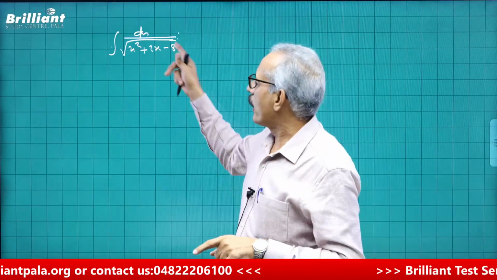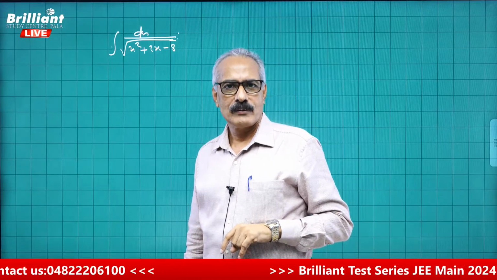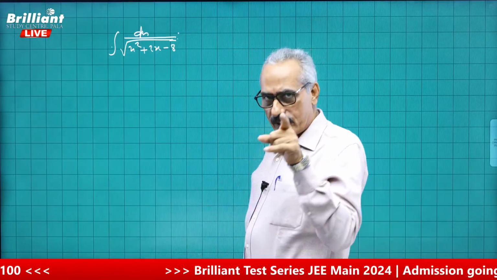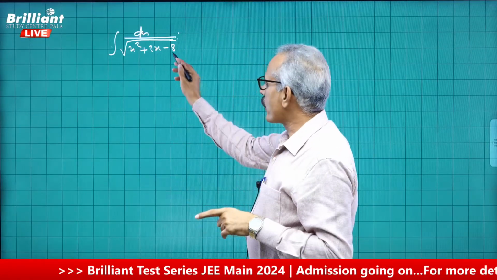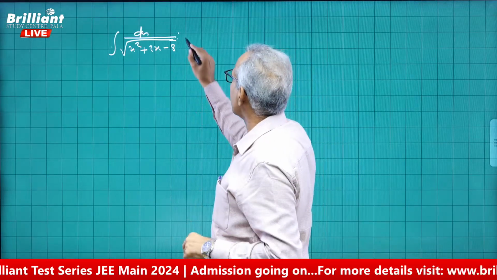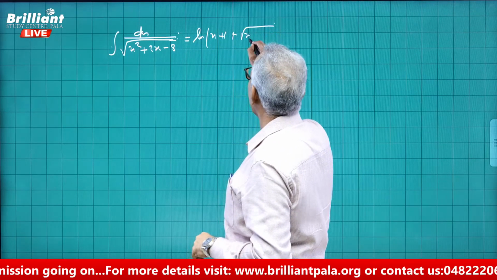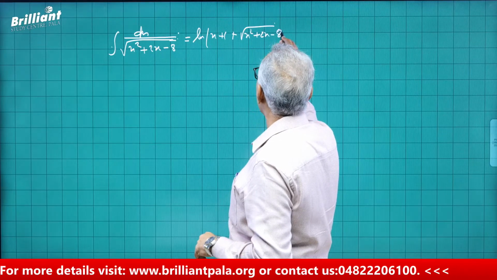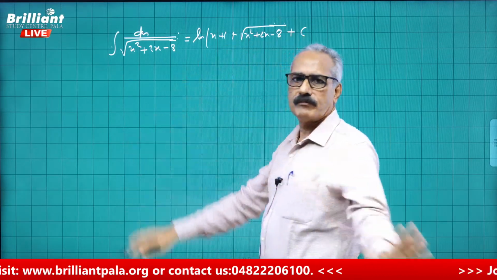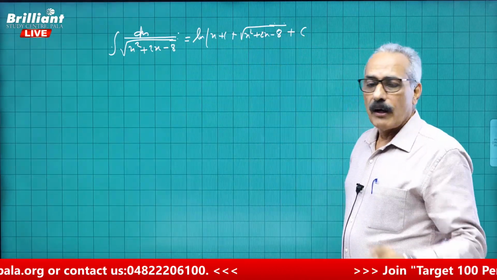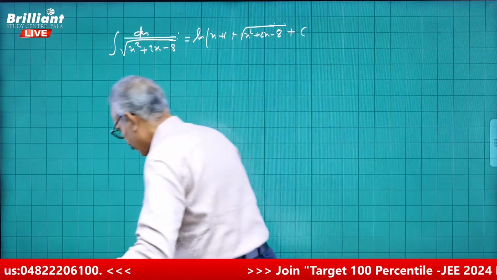Without solving, you will be able to tell the answer of this. I'll write the answer first. Remember? You just check it. This is a question. I write the answer: logarithm of x plus 1 plus root of x square plus 2x minus 8 plus c. I have written the answer. Now we'll simplify. How do we?